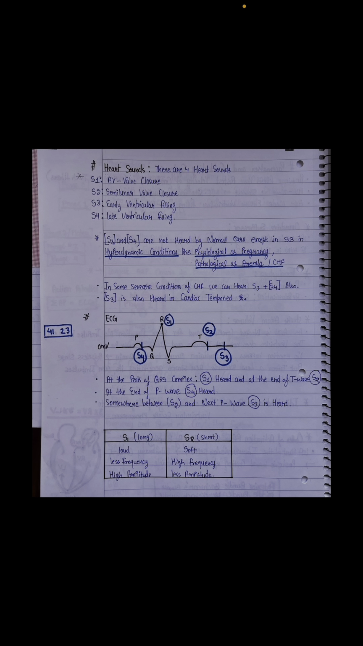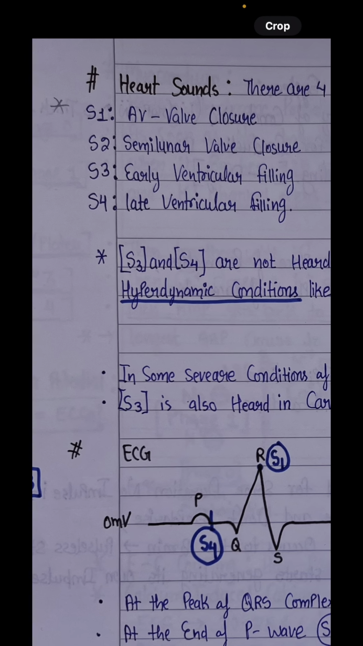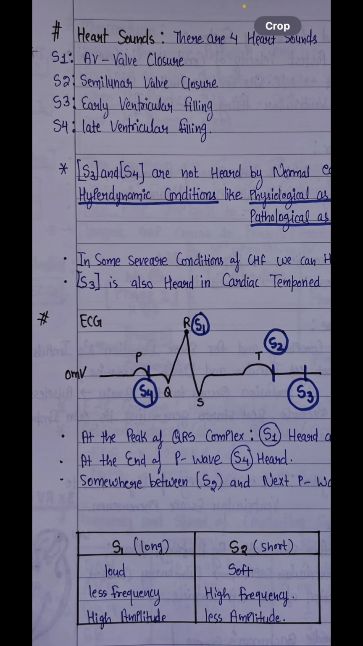Next is heart sounds. There are 4 heart sounds basically. The main ones are S1 and S2. S1 is related to the AV valve closure, S2 is related to the semilunar valve closure, S3 is related to the early ventricular filling, and S4 is related to the late ventricular filling.